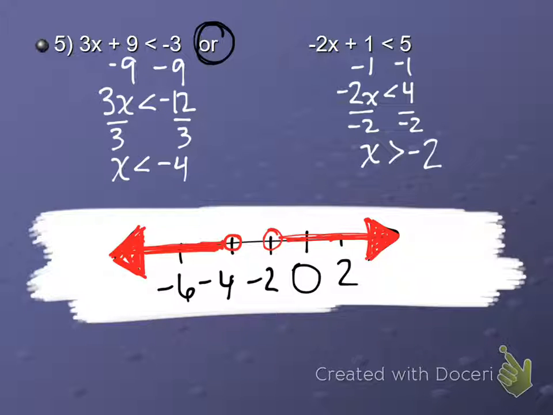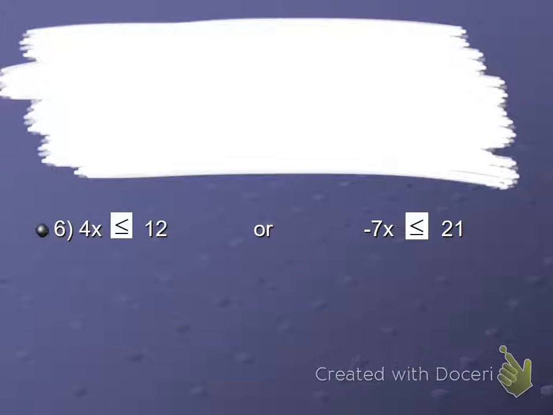Questions about our graph for this one? Yes? What if they do overlap on these? Yeah. If they do overlap, then your solution ends up being all real numbers. So number 6, all real numbers. So they can overlap.